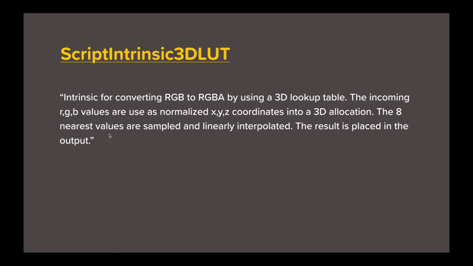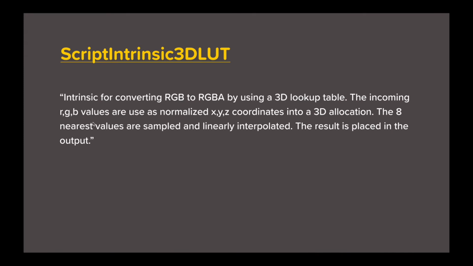So this is its definition right out of developer.android.com. I usually do not put such long paragraphs on slides, but just for the purpose of this talk, I'm doing this. So let's go word by word. What this does is it is an intrinsic for converting RGB to RGBA by using a 3D lookup table. Looks like what we need.